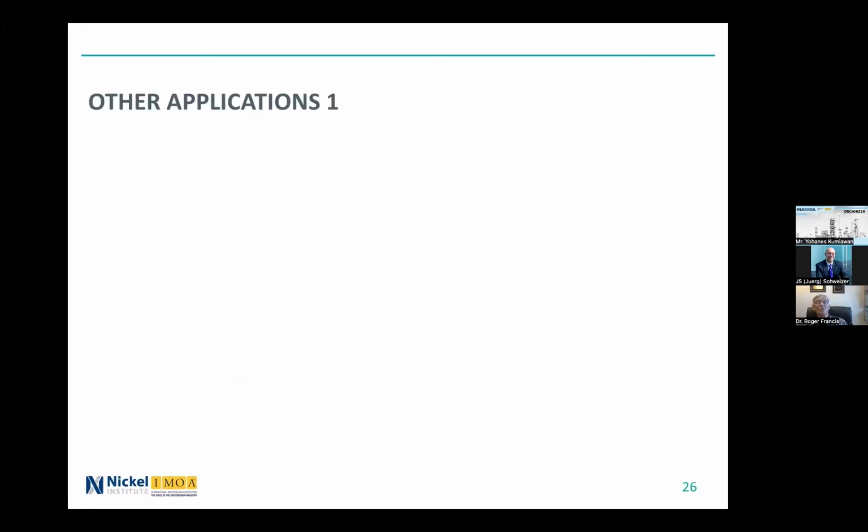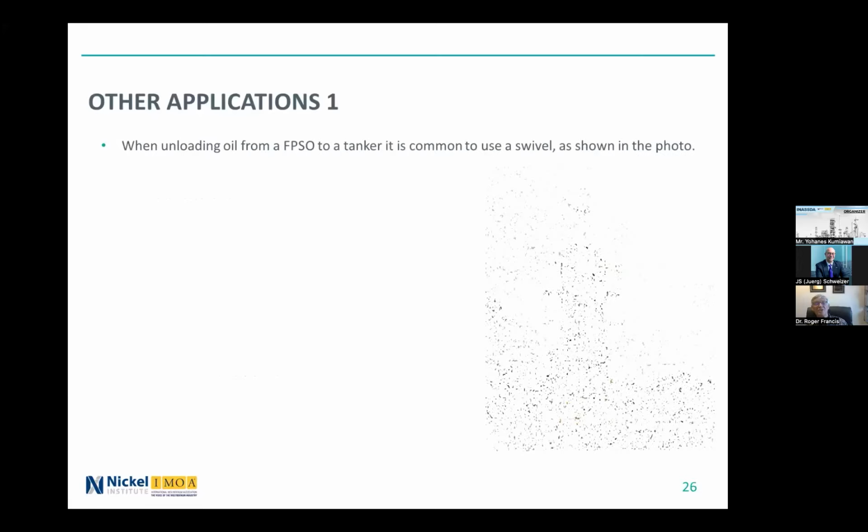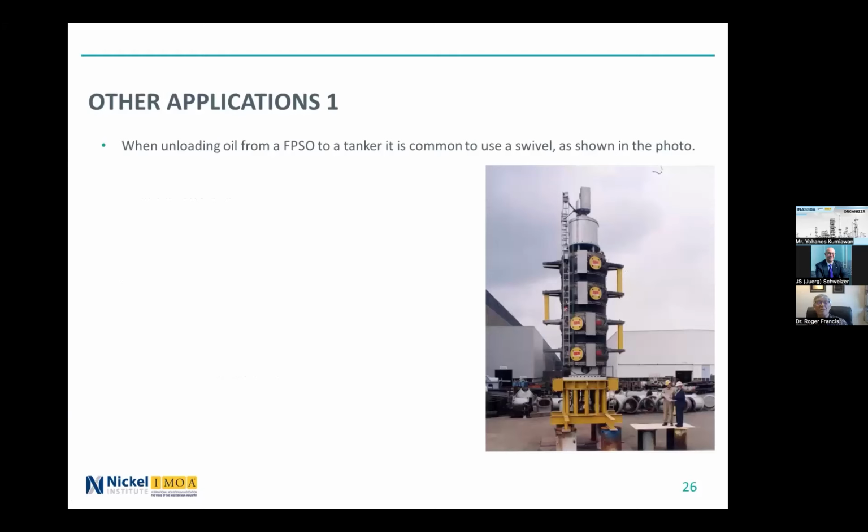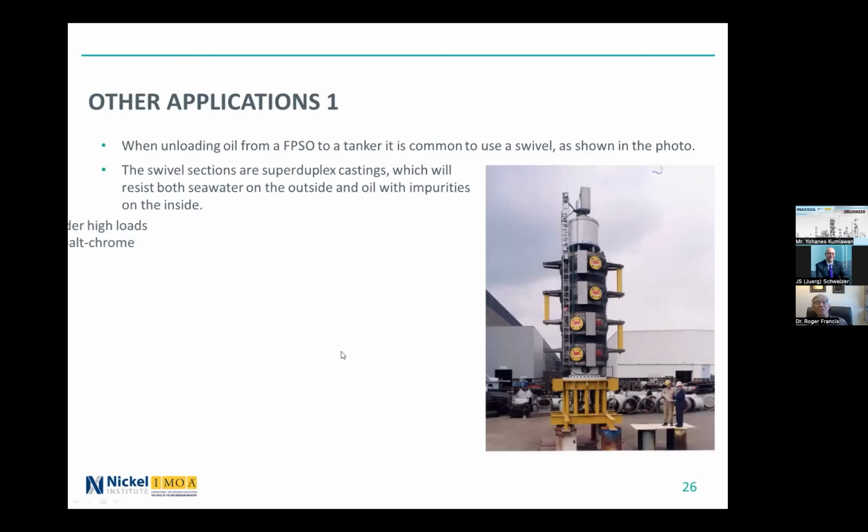Let's just talk about one or two other applications of CRAs. So if you're unloading an FPSO to a tanker, you're taking the oil on board and any impurities it's got, which is water, maybe a bit of CO2. And this is a typical swivel joint connector. These are made from cast super duplex stainless steel, and each of these sections can rotate against the next one. So it has to resist seawater on the outside and oil with impurities on the inside. And because you want to keep the weight down, cast super duplex stainless steel combines all the necessary properties.